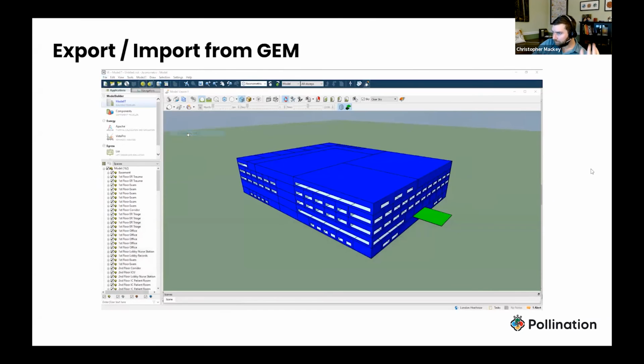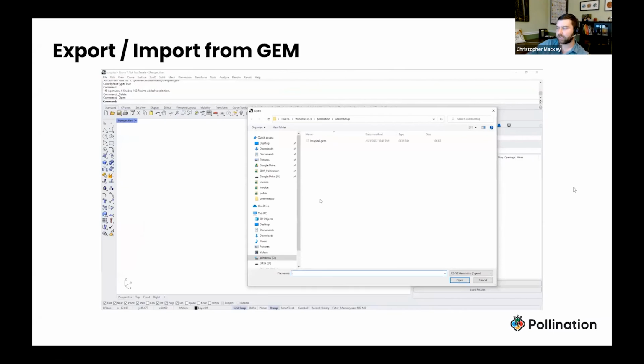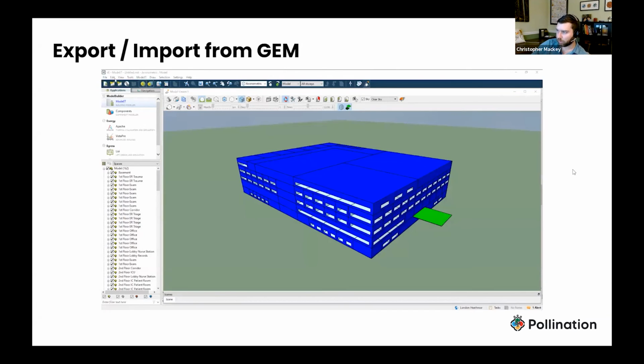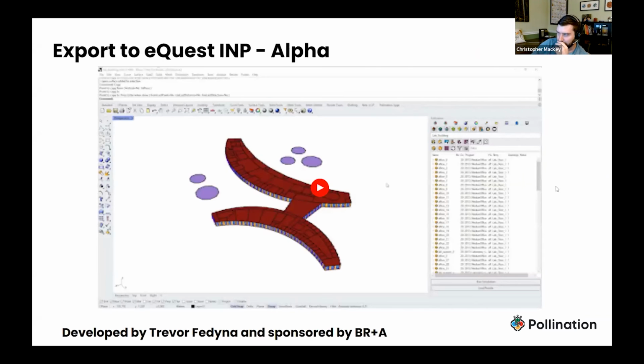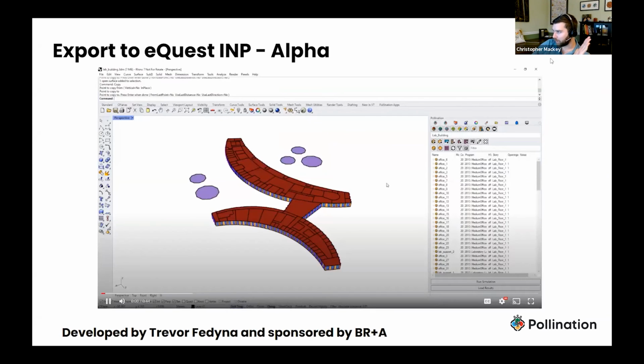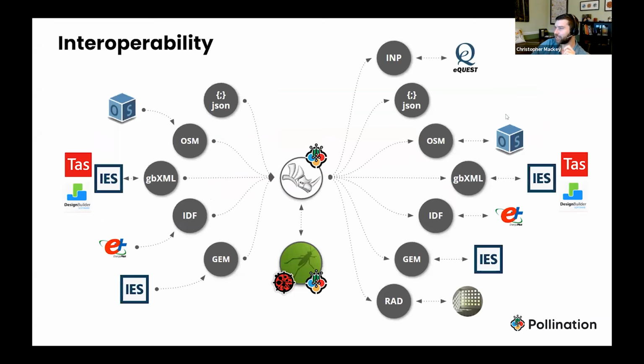And this is just showing you can also export GEM from IES and bring it back into Pollination. I think Mustafa already showed you this morning, so I won't dwell too much on it here. Maybe the eQuest export. I think you get the picture of that too with the screenshot.